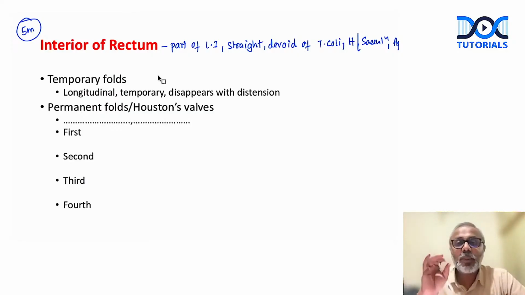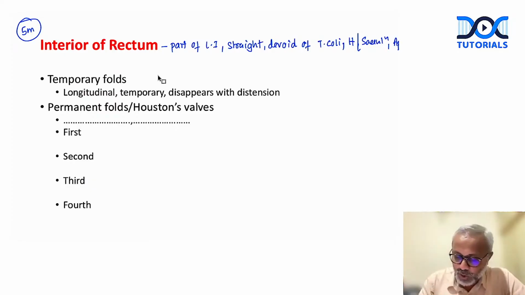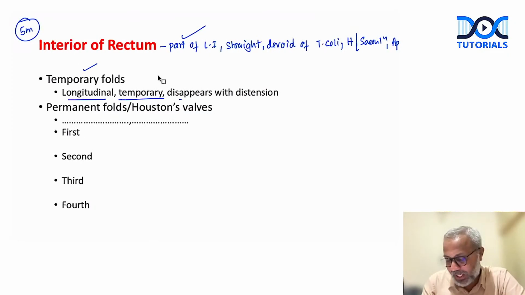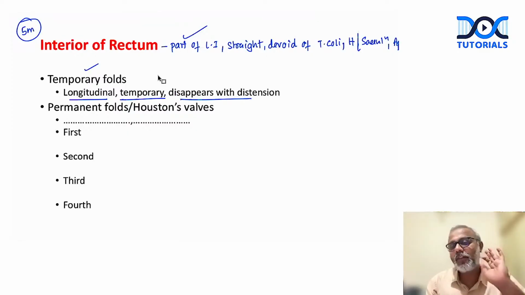Now, how do we describe the interior of the rectum? Start with one line of introduction. That's the first thing we need to do. Then the interior of the rectum shows temporary folds, which are longitudinal folds, right? And they disappear with distension of the rectum. That is why we call them temporary folds.